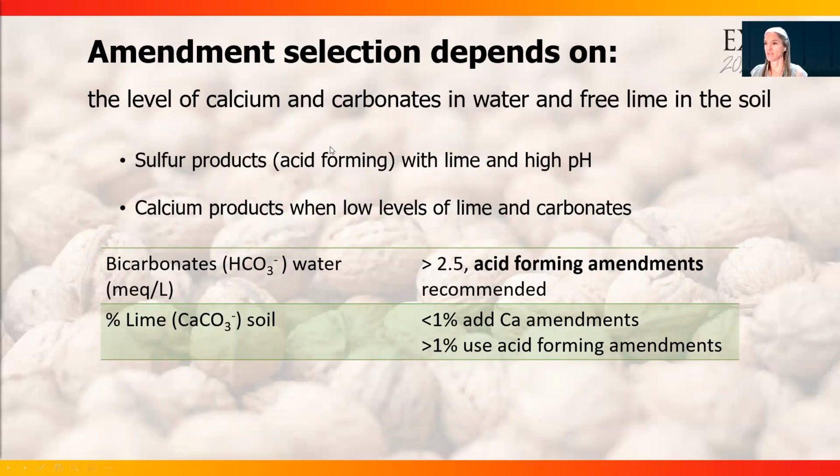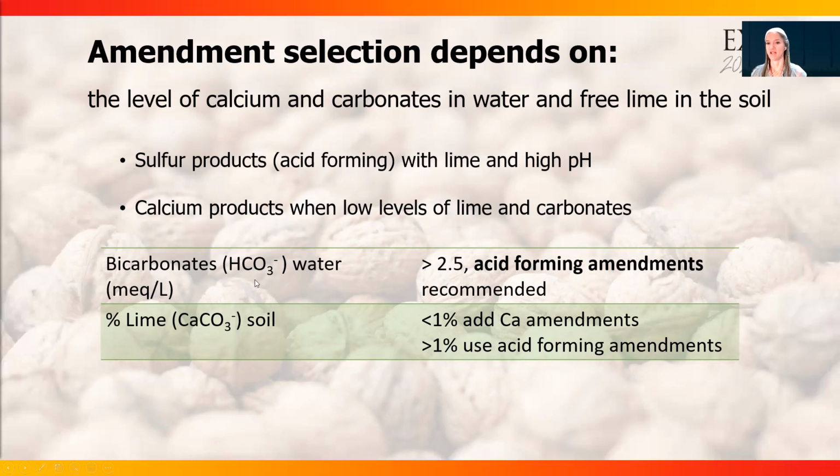Amendment selection is a very complicated process to determine, but a general rule of thumb is that when you look at the level of calcium and carbonates in the water and free lime in the soil, this can help you determine if you need sulfur products that are acid forming, or if you need calcium products. We tend to need sulfur products when we have conditions with a high level of lime and high pH. We tend to need calcium products when the levels of lime in the soil are low, and we tend to see low levels of carbonates.